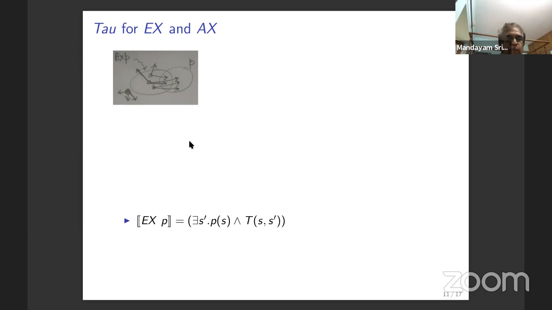So EX of P. Of course, it doesn't need to be expressed as a fixed point. EX of P is pictorially this set, okay? EX of P is the set on the left side of this picture. EX of P is the set of all states such that at least one of its successors satisfies P.